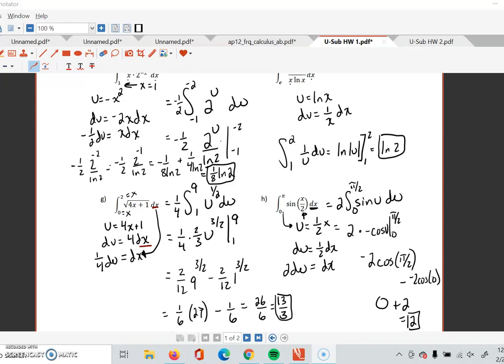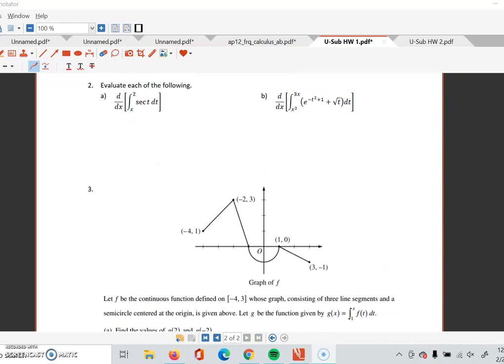I'll do the back really quickly for you now. I won't do the last one. Number 2 is the fundamental theorem of calculus. This is taking the derivative of an integral. Remember when we do these problems, we just drop the variable piece in. Because this variable that we're dropping in is on the bottom, this is going to be negative secant of x.